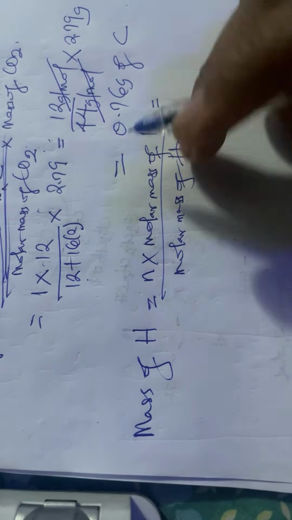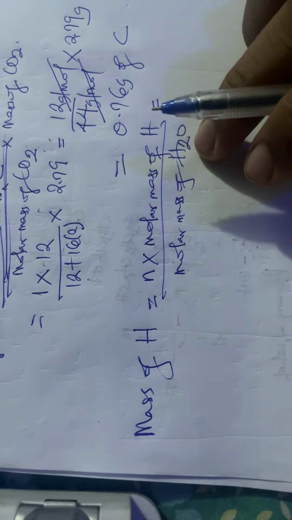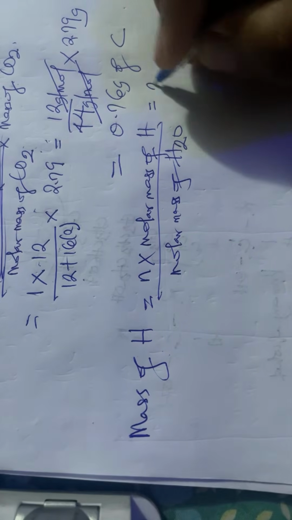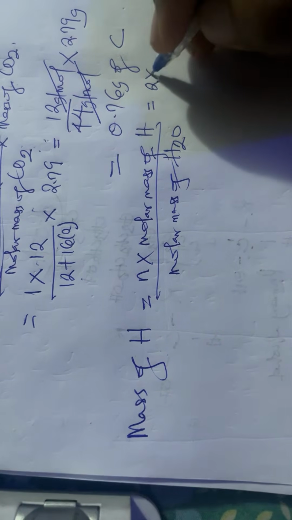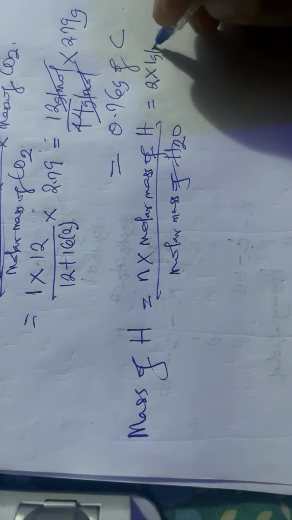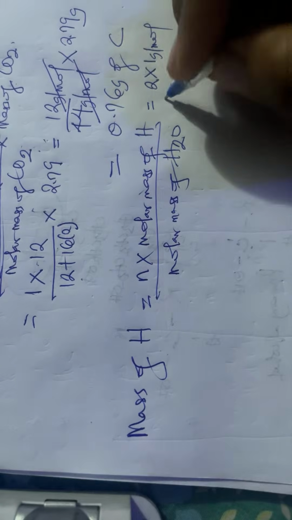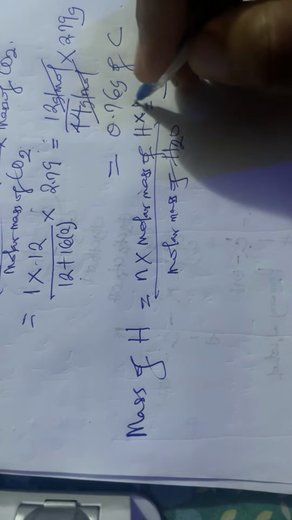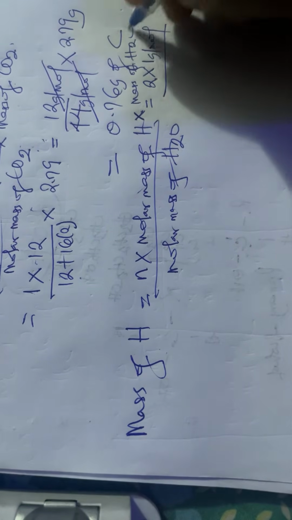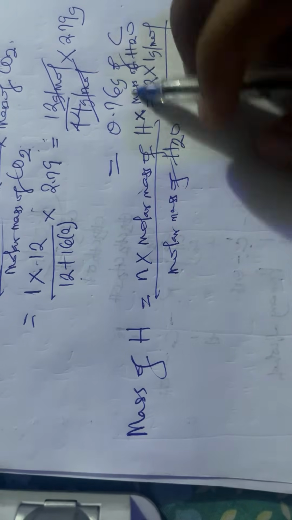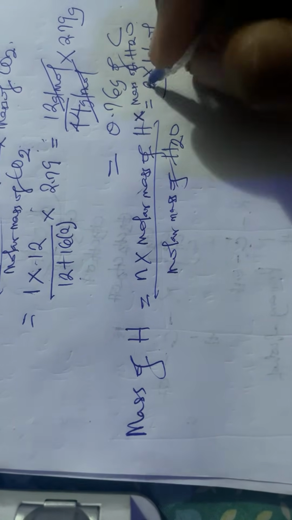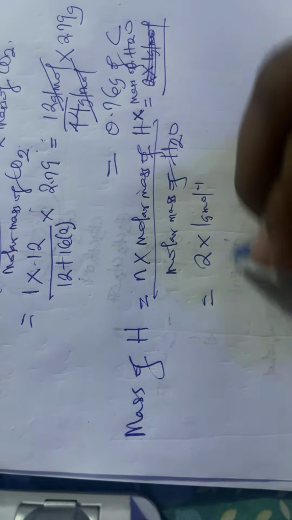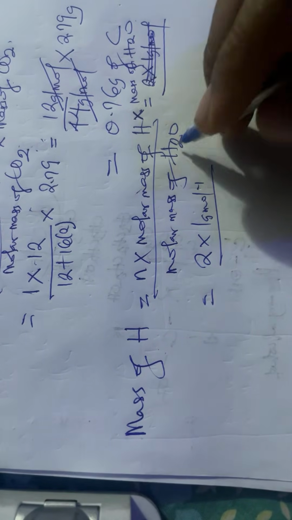First of all, in water, how many atoms of hydrogen are there? We have 2. So 2 times 1 gram per mole, remember, the molar mass of hydrogen is 1, divided by the molar mass of water. Mind you, let's not forget, we're supposed to multiply by the mass of water. Don't forget that. So let me bring this down: 2 times 1 grams per mole divided by the molar mass of water.